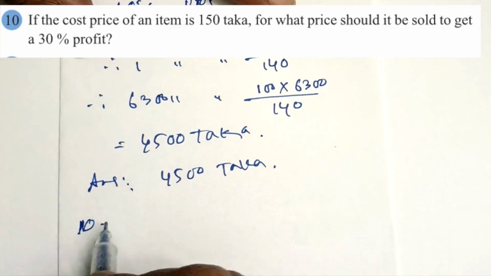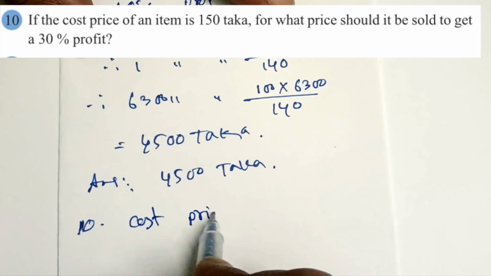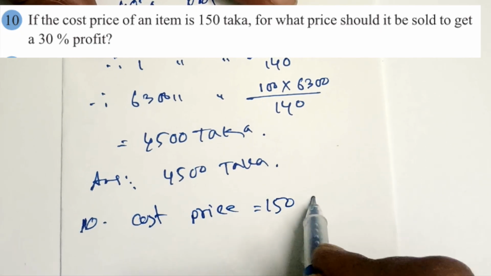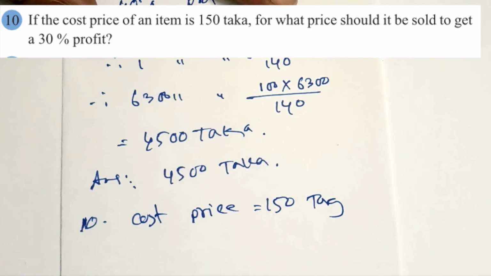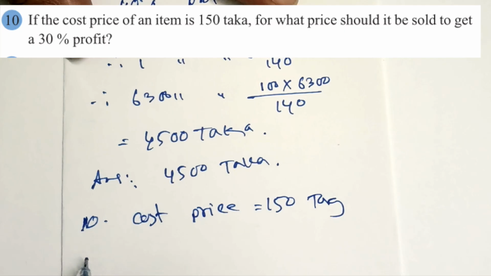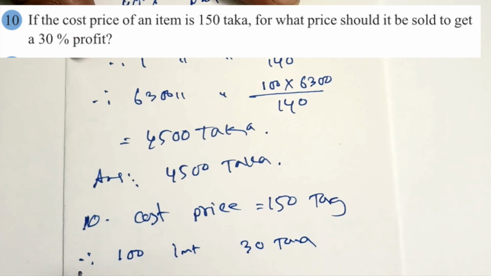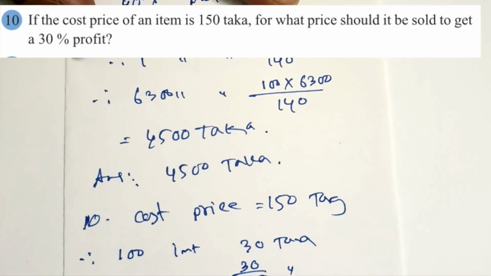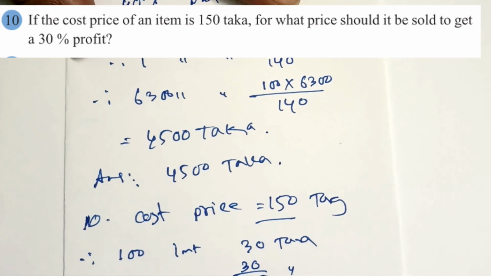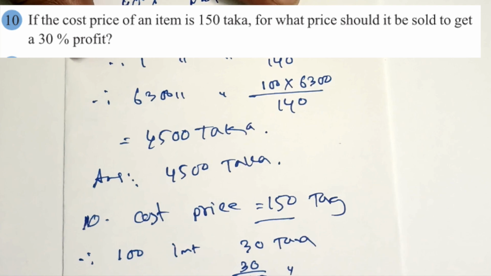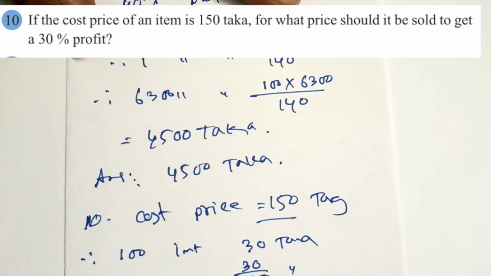Means cost price 150 taka, and you want to profit 30%. 30% means 100 taka, in 100 taka 30 taka, and in 1 taka 30 by 100 taka, and in 150 taka equal to 30 into 150 by 100, 45 taka.